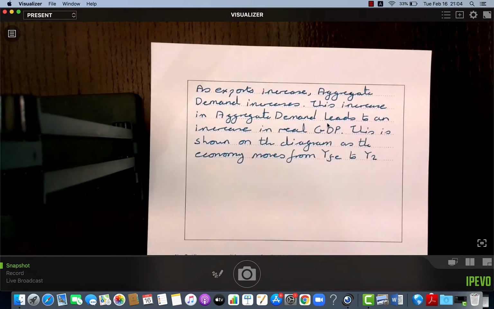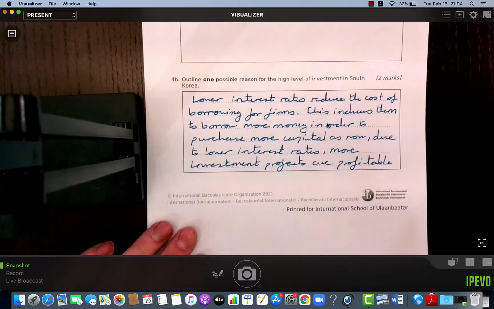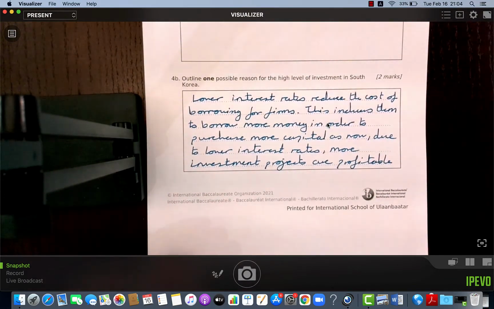And the final part in this, and it's not overly related to aggregate supply or anything, but just to get the point across that investment affects aggregate supply, both in the short run and the long run. So outline one possible reason for the high level of investment in South Korea. Well, lower interest rates reduce the cost of borrowing for firms. That's the first thing. This induces them to borrow more money in order to purchase capital. And why? Well, the reason is now, due to lower interest rates, more investment projects are profitable.